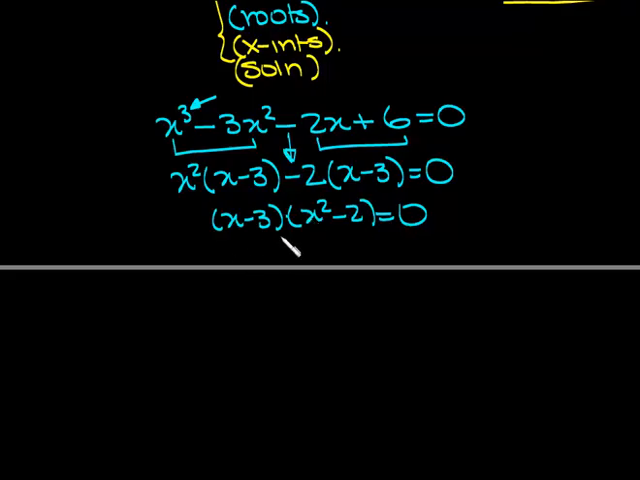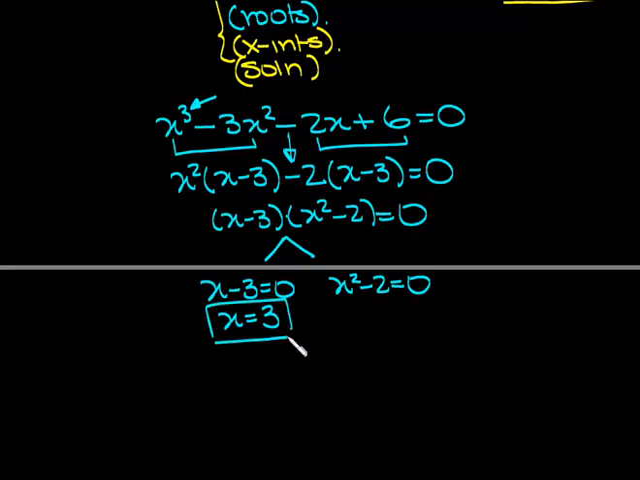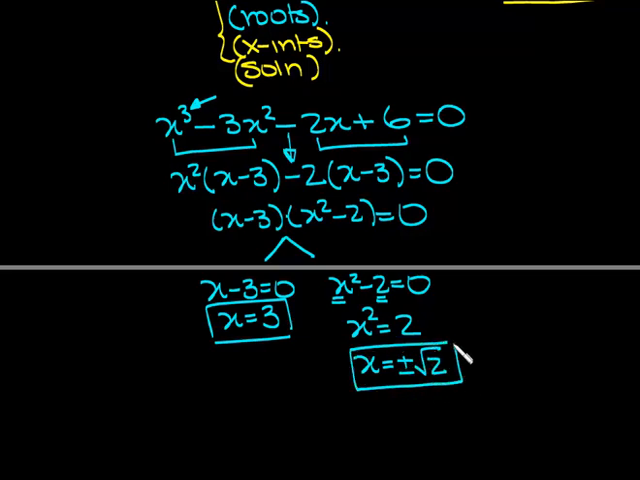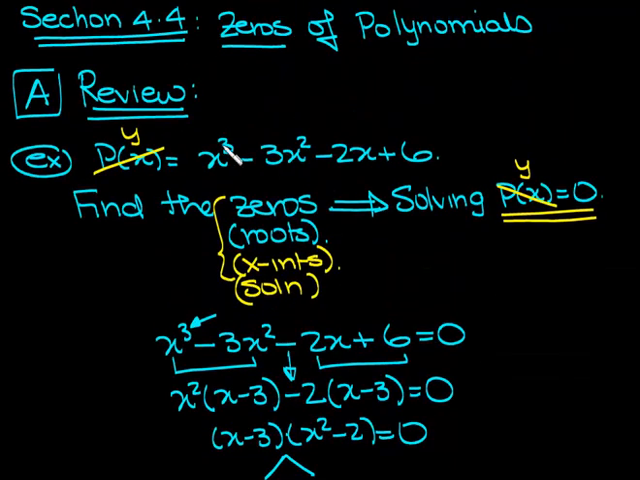This product is 0, so what does that tell me? One of them has to be 0. x minus 3 is 0, or x squared minus 2 is 0. So we get x is equal to 3. So that's one solution. Out here we have a square and a number, so we solve that by moving the number to the other side and introducing square roots. So we get plus or minus square root of 2. A while back we learned that the degree of the polynomial tells you how many zeros you're going to have. We found 3 zeros here, and the degree of the polynomial was 3.